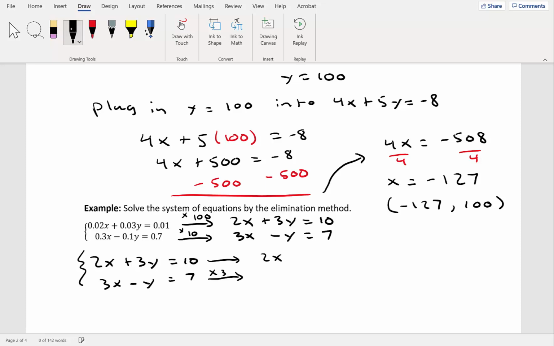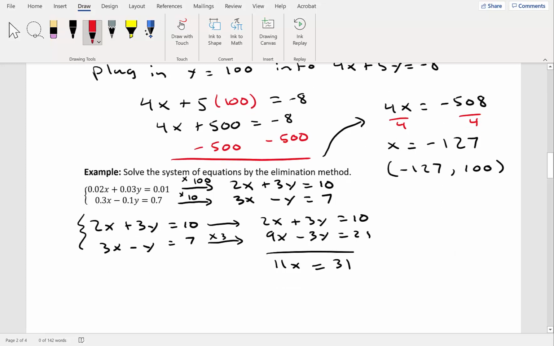So the first equation I'm not touching. I'm not going to multiply by anything. Now the bottom equation I'm going to go ahead and multiply by 3. So I get 9x minus 3y is equal to 21. Now we go ahead and add them together. So let's go ahead and add the equations. I got 11x, y's cancel out, equal to 31. Next step to solve for x, go ahead and divide both sides by 11. We get x is equal to 31 over 11.